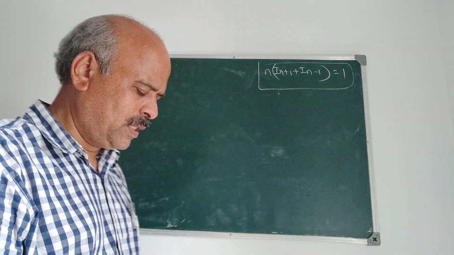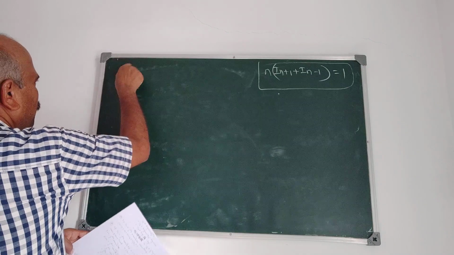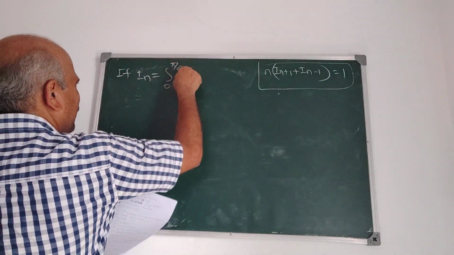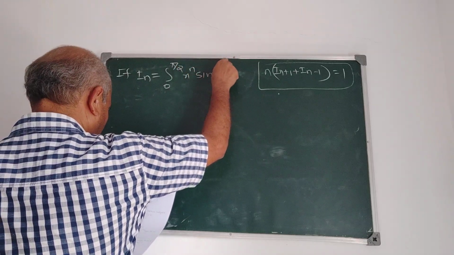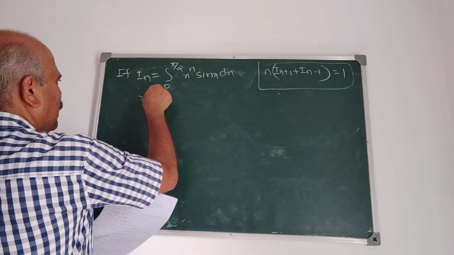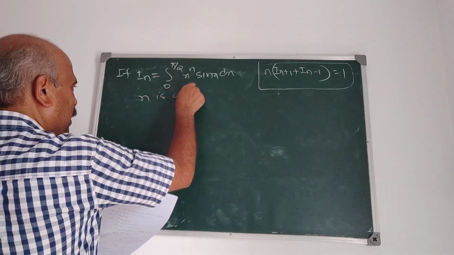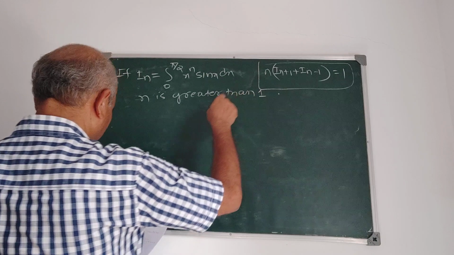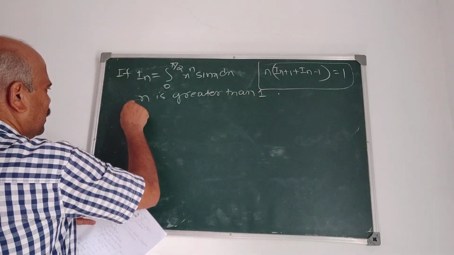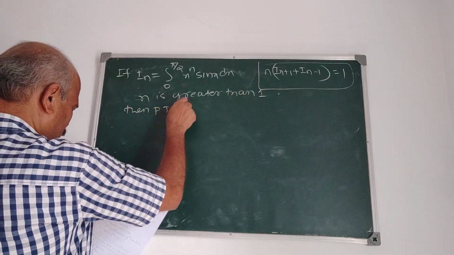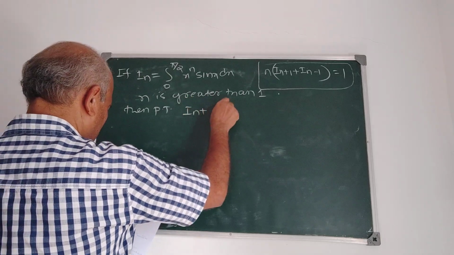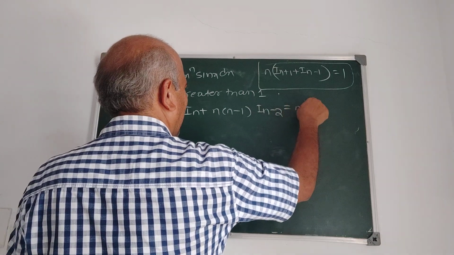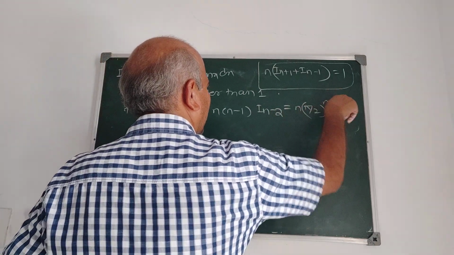Next problem is, if I_n is the integral from 0 to pi by 2 of x raised to n sin x with respect to x, n is greater than 1, then prove that I_n plus n into n minus 1 I_(n-2) is n into (pi by 2) raised to n minus 1.